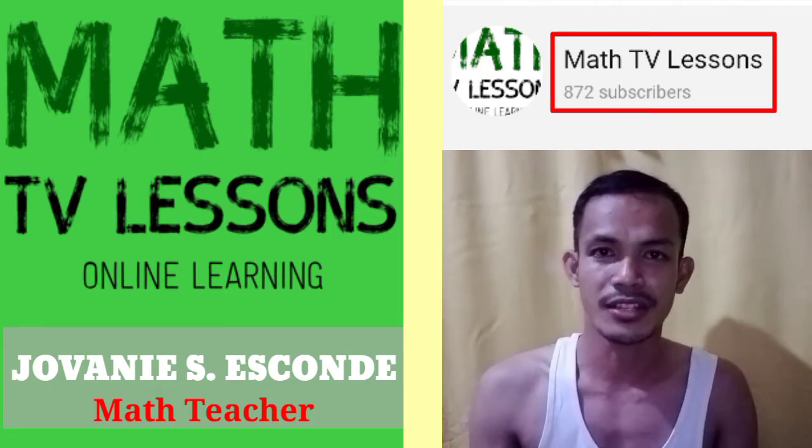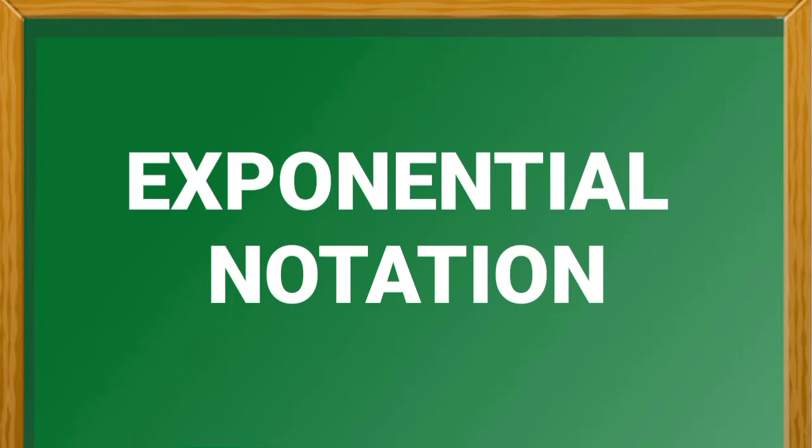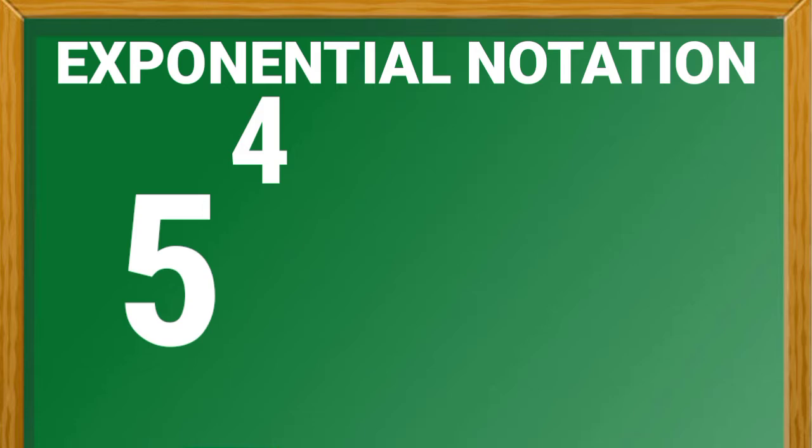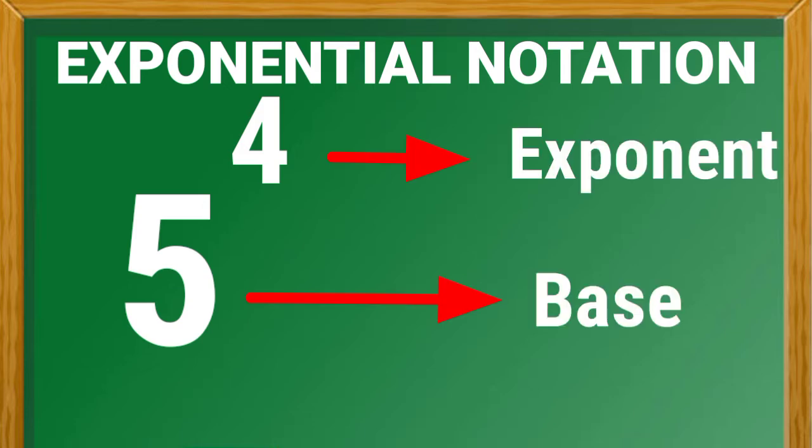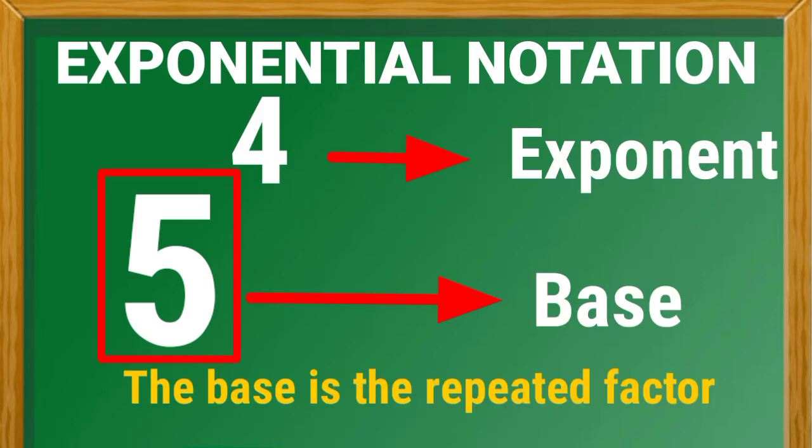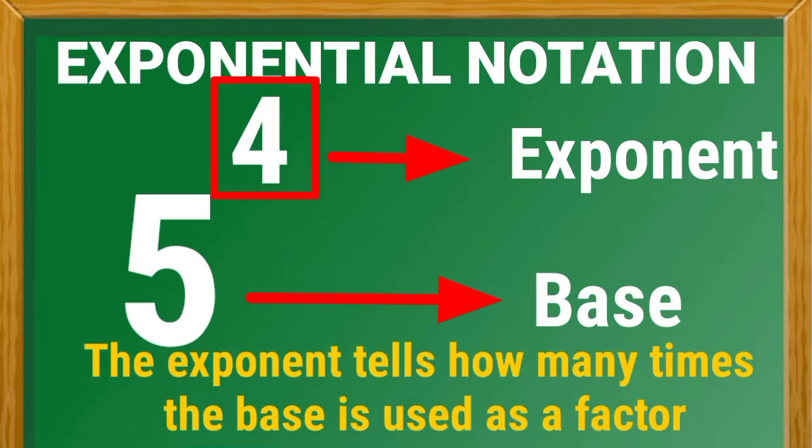Let's start our lesson. Our topic today is about exponential notation. A number in exponential notation has a base and an exponent. The base is the repeated factor, while the exponent tells how many times the base is used as a factor.